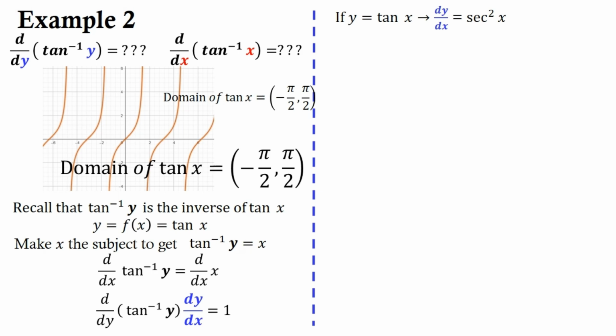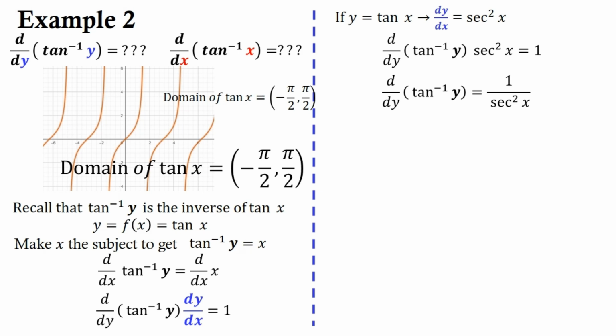It is sec square x. So instead of writing dy/dx, we now replace dy/dx with sec square of x. Of course, we can divide both sides by sec square of x. Yes, that's possible, so that what we are looking for, which is d/dy of tan inverse of y, is on our left-hand side.